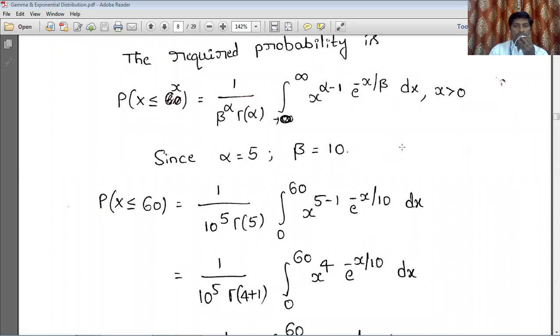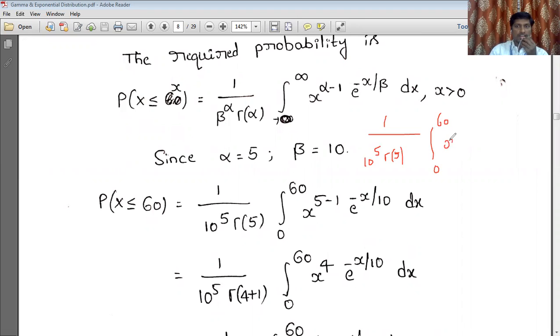So continuation of that. Here we are simply substituting the values in the formula. It is 1 by 10 power 5 and gamma alpha. Gamma alpha is nothing but gamma 5, integral 0 to 60, up to 60 we are calculating, x power alpha minus 1, so alpha is 5 minus 1, and e power minus x by beta, beta is 10, 10 dx.